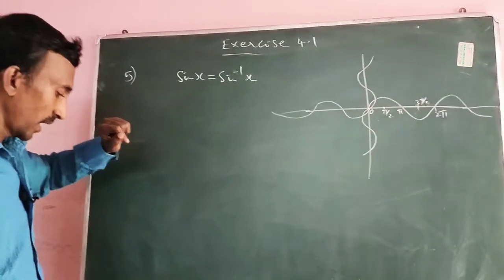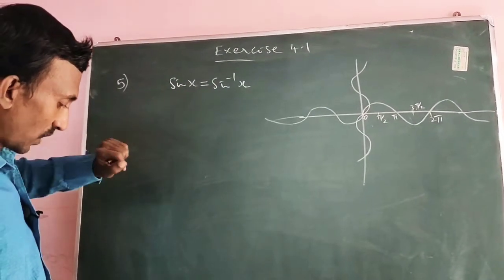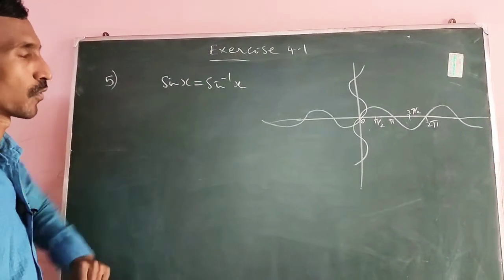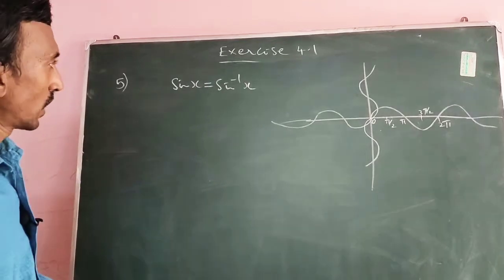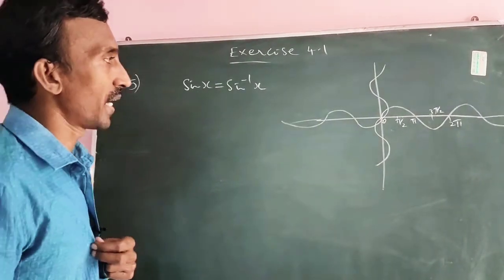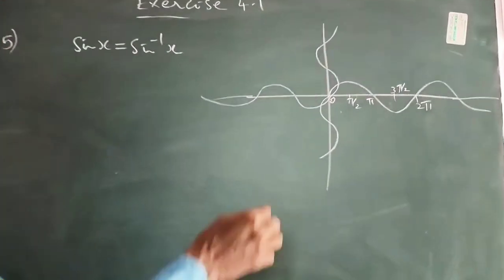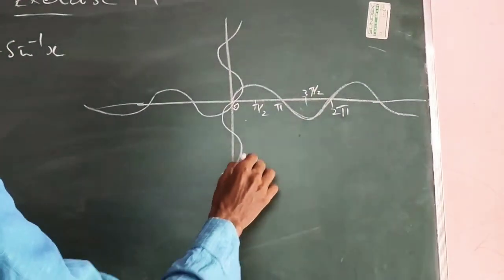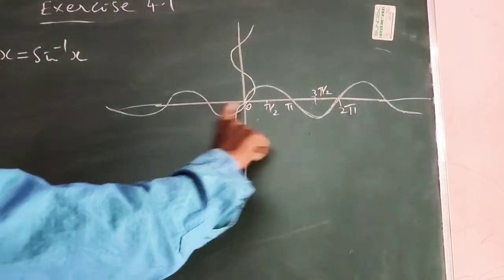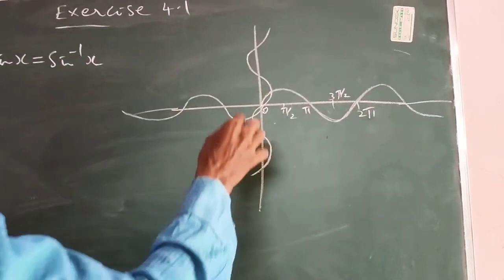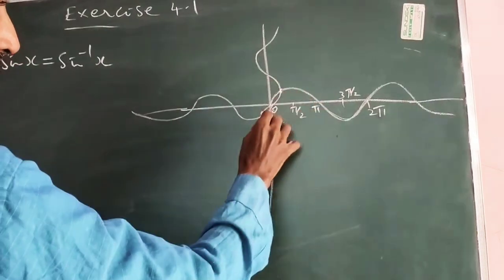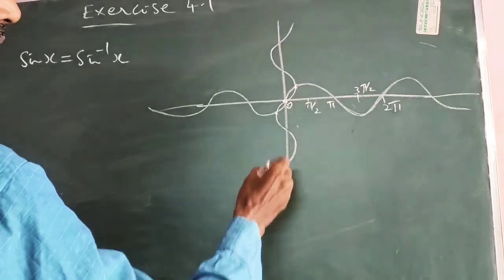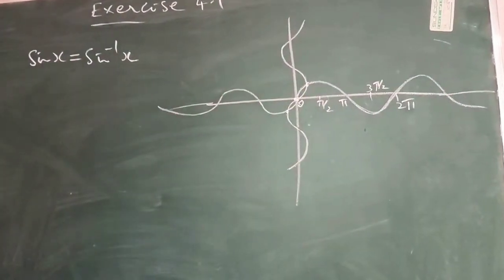For what values of x does sin x equal sine inverse of x? That is question number 5 in exercise 4.1. My dear student, if you look at the graph of sine and its inverse, this is the graph of the sine function, and this is the graph of the sine inverse. The values are in the radian measurement. It may look like they meet at 2 points other than 0.